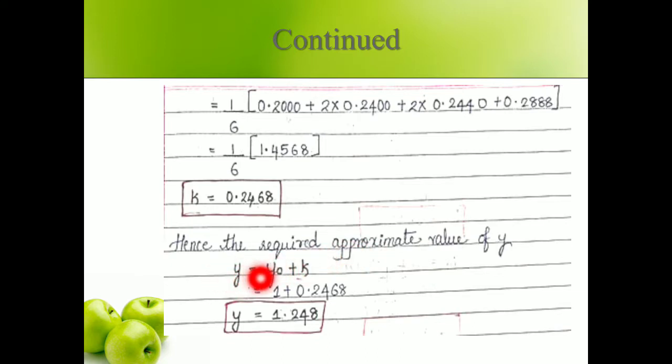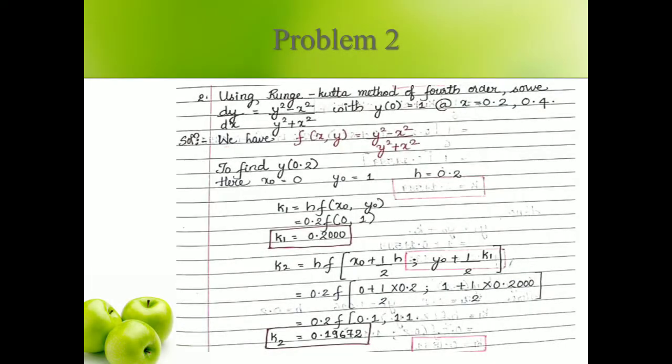So y is equal to y naught plus k. y naught is 1 and k value is 0.2468. So y value is 1.248. This is nothing but the Runge-Kutta method. We'll go to the second problem similarly.